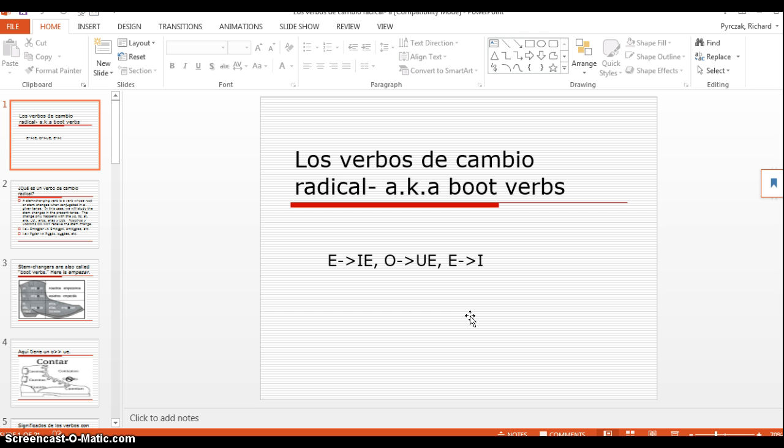So remember, if you'll recall, there are three main stem changes. I could add a fourth with jugar, but the three main ones that we see generally are E to IE, O to UE, and E to I. And once again, with jugar, we have a special case where we go from U to UE.